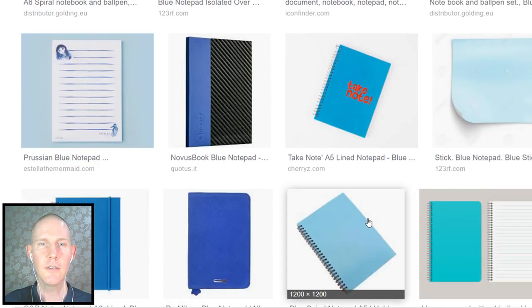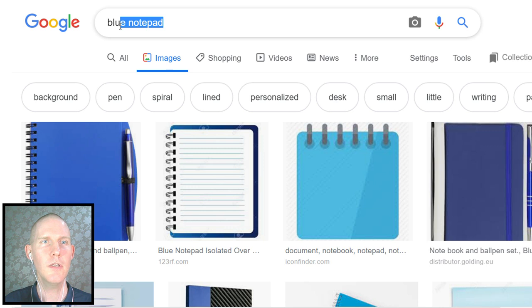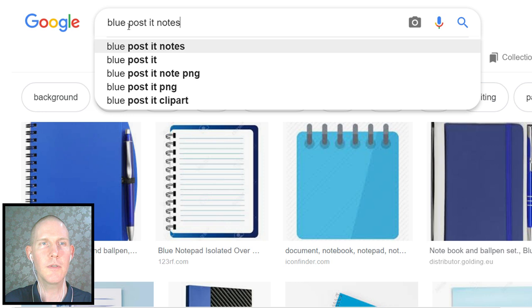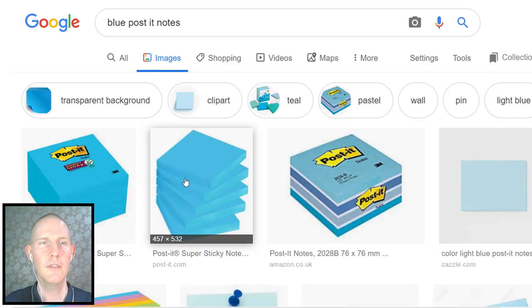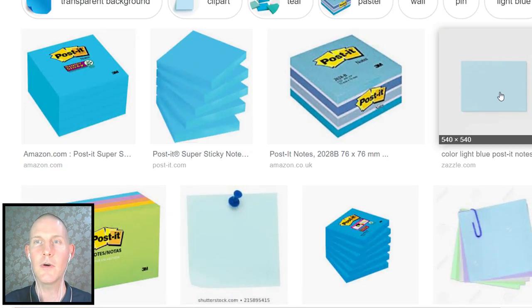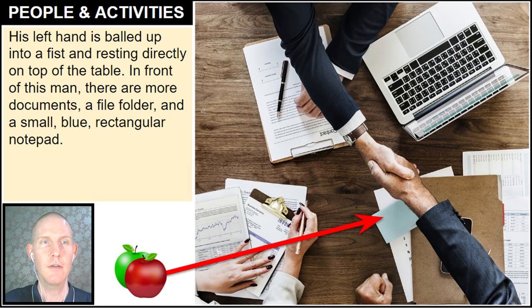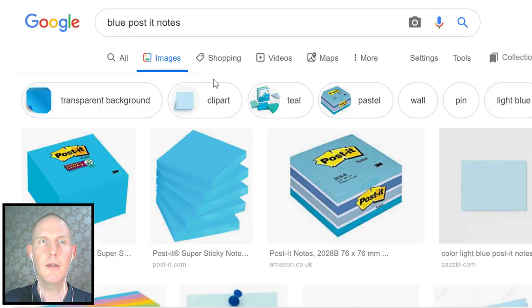More like this. Not quite like that. More like blue post-its. Post-it notes. There we go. Blue post-it notes. Yes, something like this. This is what I'm talking about. So you can peel them off and you can stick them somewhere when you want to remind yourself of something or put a note down. Right. Okay. And we can describe it as a small blue rectangular notepad. In the folder, I remember using a lot of what are called manila folders.